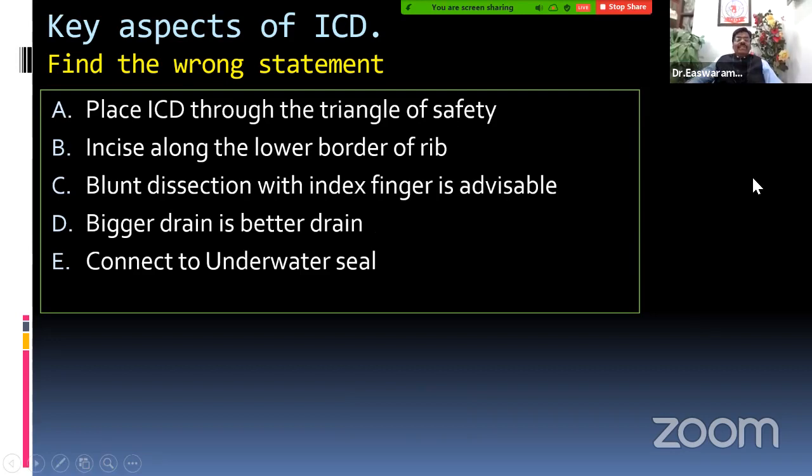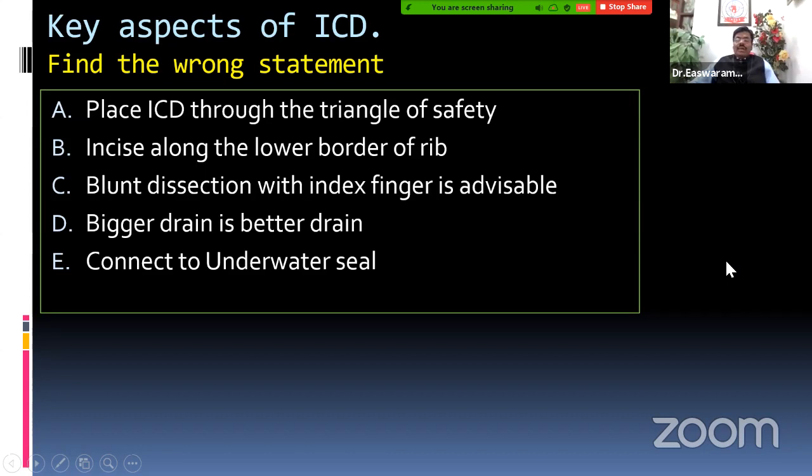Key aspects of ICD. Find the wrong statement. I have given 5 statements here. As far as the ICD is concerned, for your own benefit, I read it for you. Place the ICD through the triangle of safety. Incise along the lower border of the rib. Blunt dissection with the index finger is advisable. Bigger drain is always better drain. Connect to underwater seal. This may not be an important question for undergraduates, but very, very important practical things.